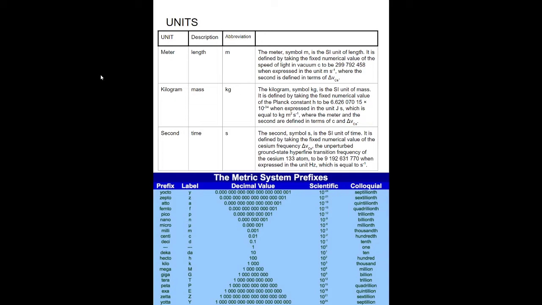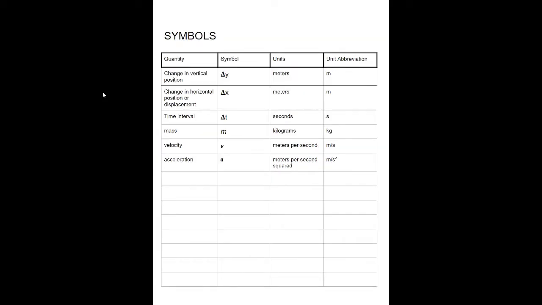Make sure when you're answering your assignments, you are putting the correct units. And then here's some symbols that we use in physics. So change in vertical position or change along the y-axis. Change along the horizontal axis would be the x. Change in x or delta x, and that's displacement. You have change in time. You have mass, velocity, and acceleration.